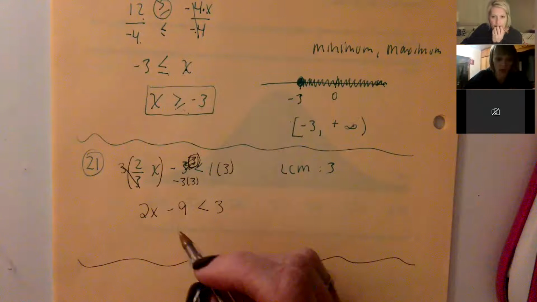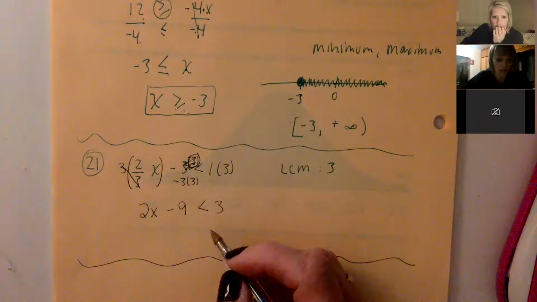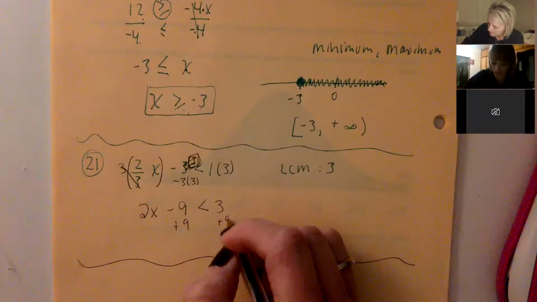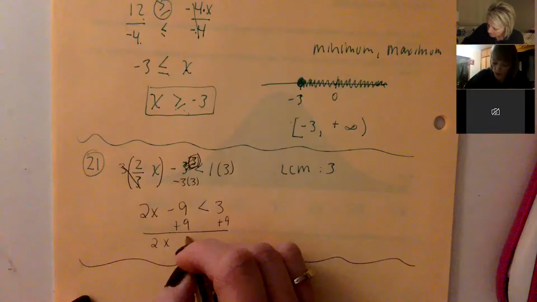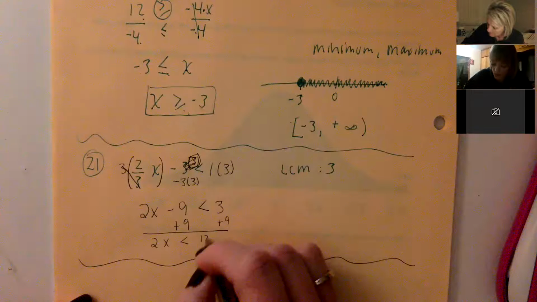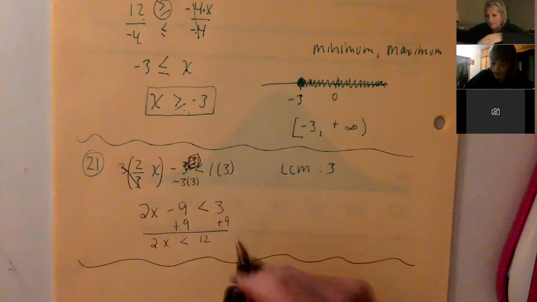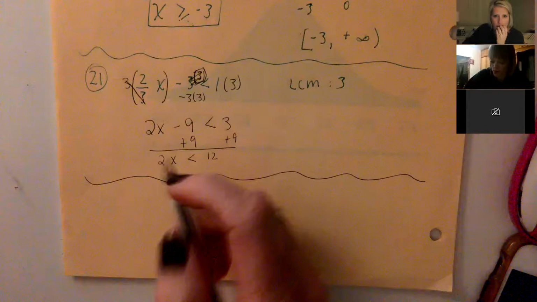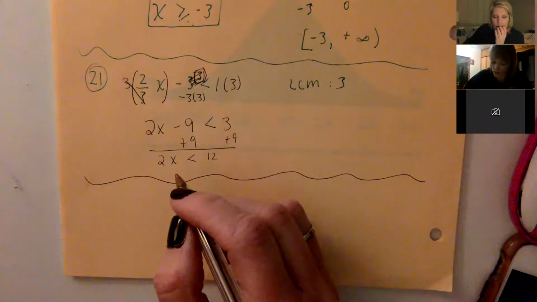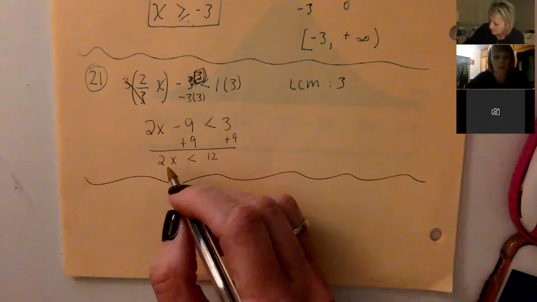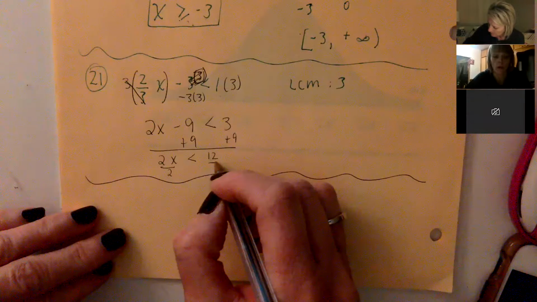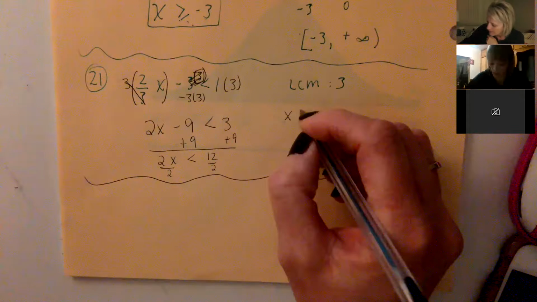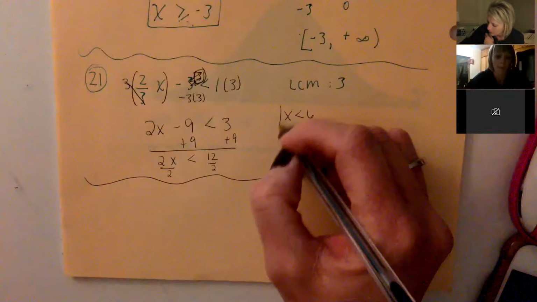Okay, so then we do what, +9 on both sides, right? Yes, ma'am. +9, so 2x plus 12. And divide by 2, divide by 2, x is less than 6. Yep, so x is less than 6, and we didn't divide by any negatives, so we're good to go.